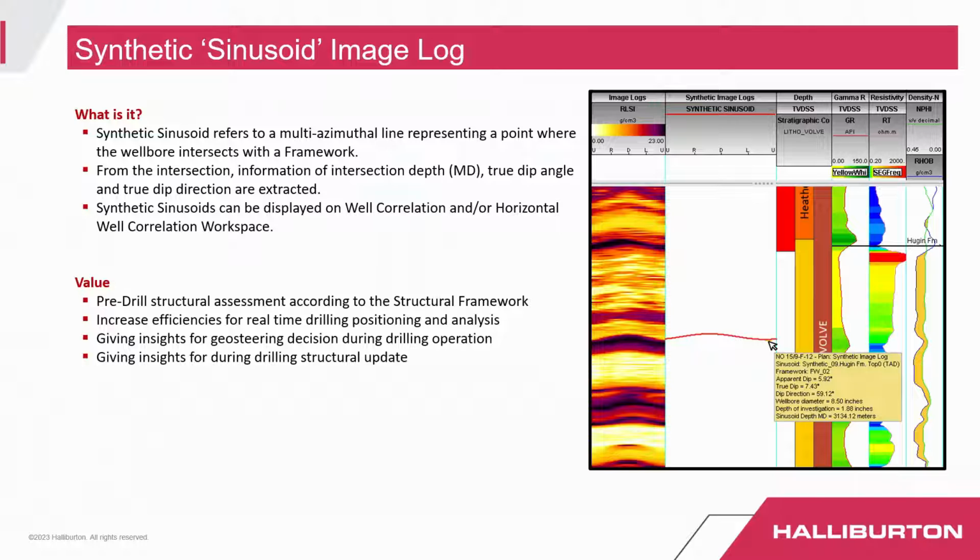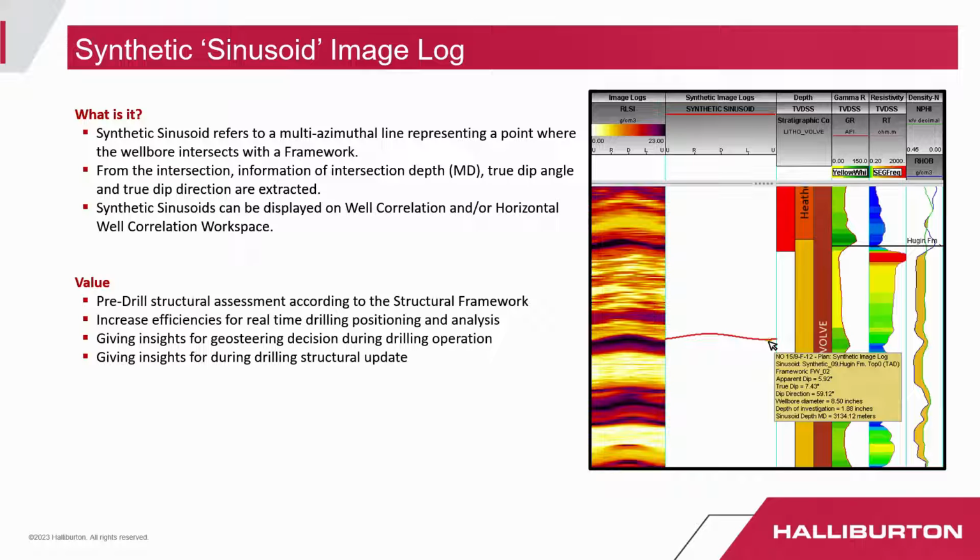Moving on to the second feature. In the DSG 10ep.5.4 series, you can create synthetic sinusoids from the intersection between the well and the framework. From these intersections, the algorithm will compute structural components to draw sinusoid lines such as apparent dip angle, true dip angle, and true dip direction.